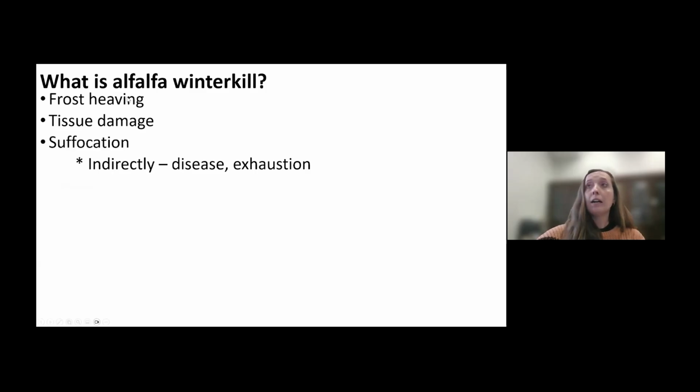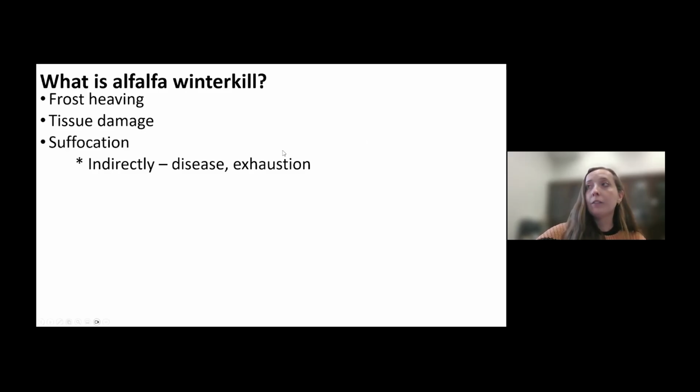So there are different ways of winter kill happening. There's frost heaving, there is tissue damage, and there is also suffocation of the plants. There are also some indirect effects of winter kill. Typically, we can see some increase in disease occurrence in alfalfa stands that have suffered winter kill. And there's also an exhaustion of the resources. As the plant starts growing and that tissue dies, the plant has to continuously allocate some of the reserves to regrow. So that can exhaust our plants.